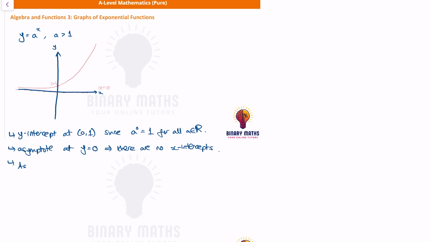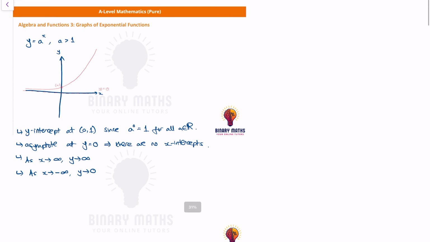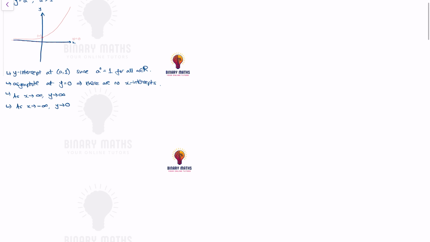Also, as x tends to infinity, so as x gets very, very big, y also tends to positive infinity. So y is also getting very, very big. As you can see, it's getting steeper and steeper. And as x gets closer to negative infinity, so more and more negative, you can see y is getting closer and closer to 0, but it never reaches it. So that would be that part.